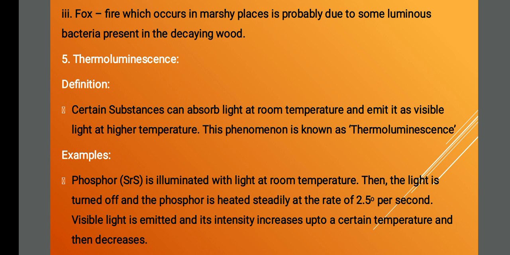So what I have to say here is thermoluminescence is nothing but a process in which certain substances can absorb visible light at room temperature and they emit visible light at higher temperature. This phenomena we call it as thermoluminescence. Is it okay? Example is strontium sulfide, a phosphor, illuminated with light at room temperature. Then the light is turned off and the phosphor is heated steadily at a rate of 2.5 degrees centigrade per second. And visible light will be emitted and the intensity of the light increases up to a certain temperature, then it decreases.